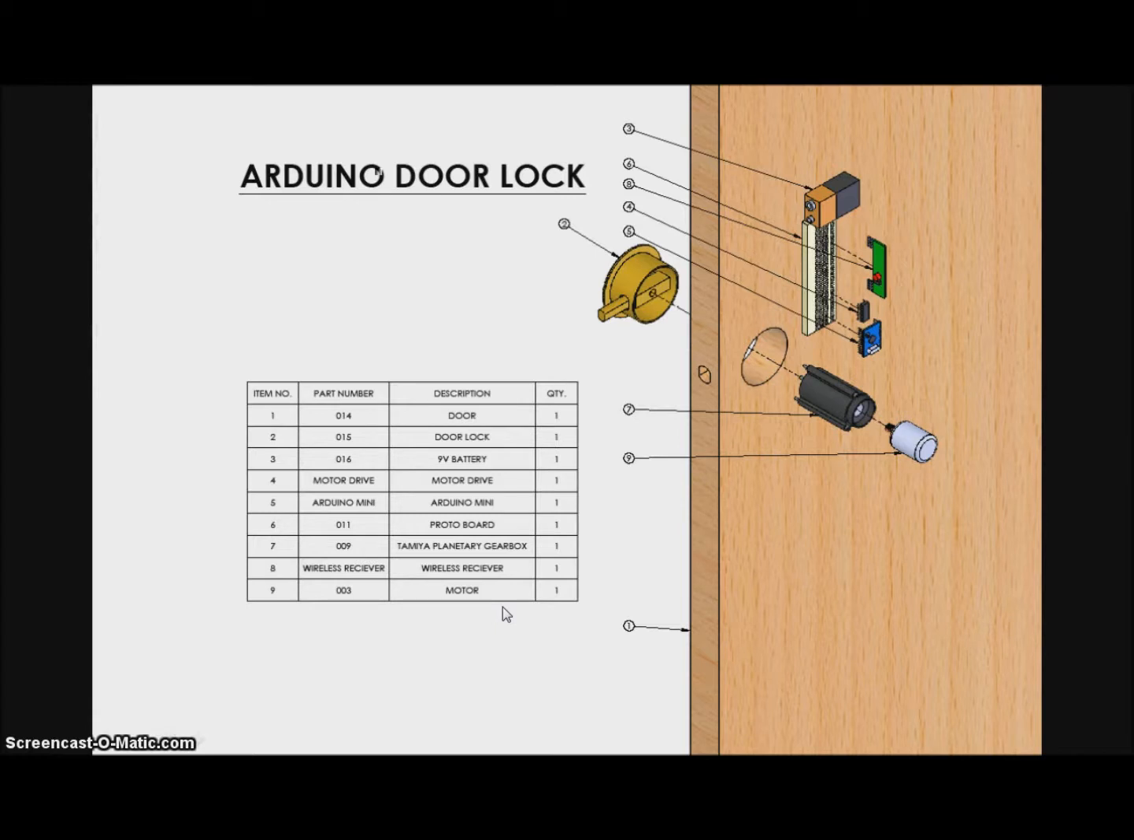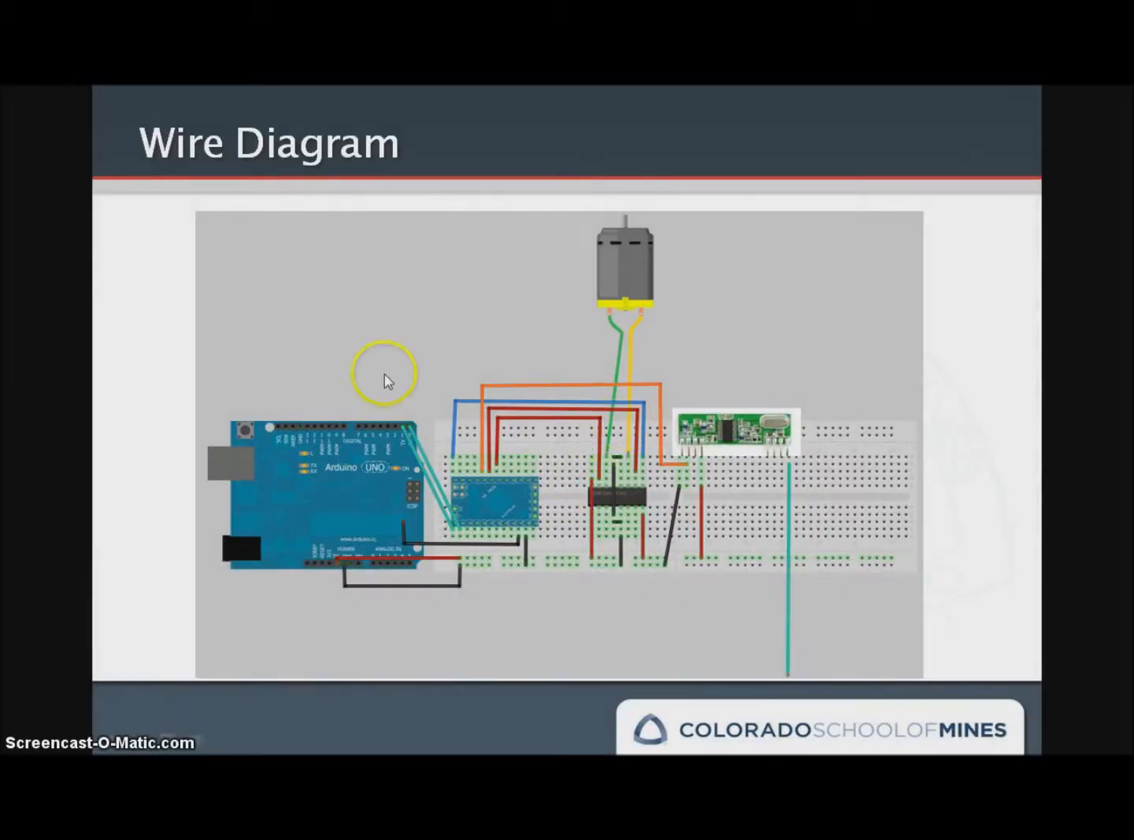The next part of the project was to make an Arduino door lock. It is very similar to the curtain in that it has a battery, a wireless receiver, an H-bridge DC motor controller, Arduino Mini, a DC motor, a gearbox, then we have the lock, and then the door. The wiring diagram is exactly the same, shown in programming state, where this would be taken off and a battery would be connected to these two wires.